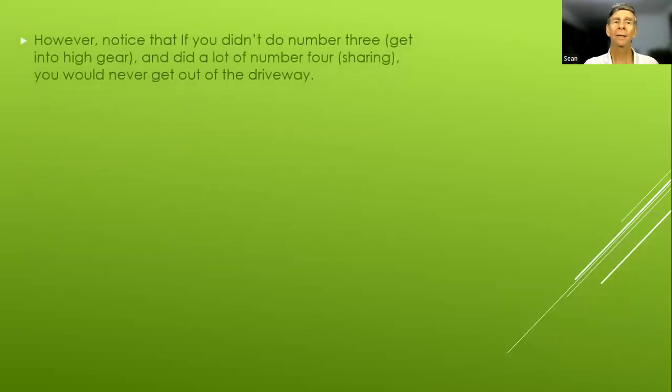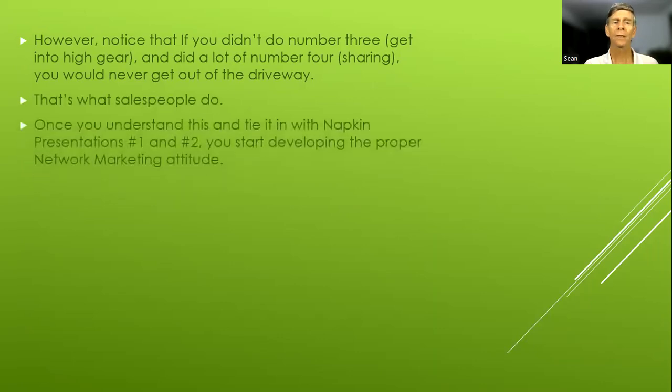However, notice that if you didn't do number 3, get into high gear, and you did a lot of number 4, sharing, you'd never get out of the driveway. That's what salespeople do. They do a lot of selling. Once you understand this and tie it in with napkin presentations number 1 and 2, you start developing the proper network marketing attitude because you're wanting to develop your network.